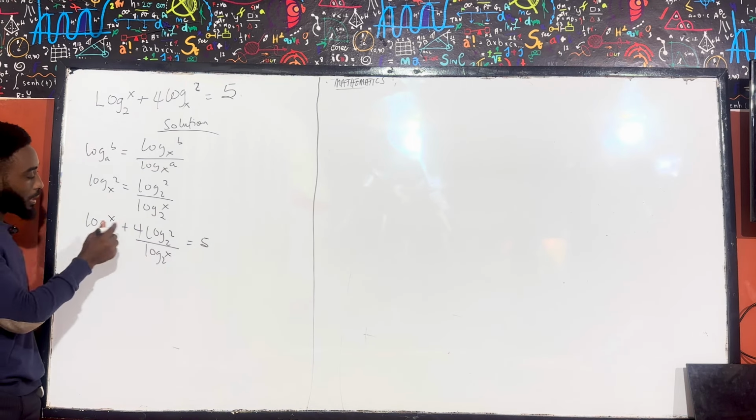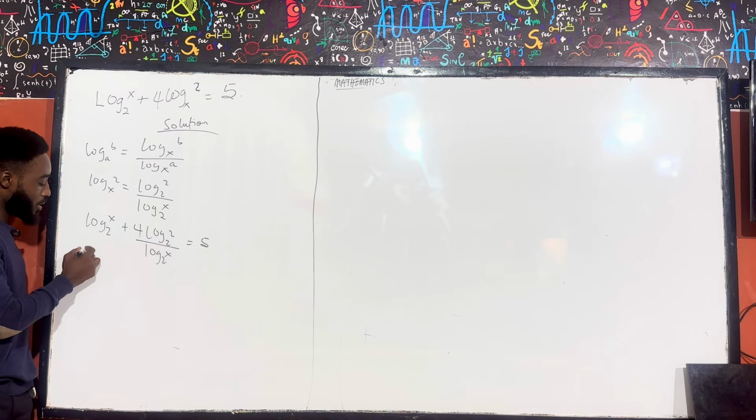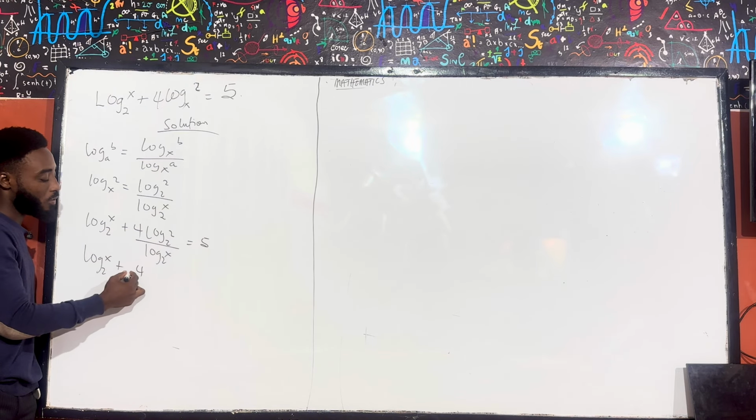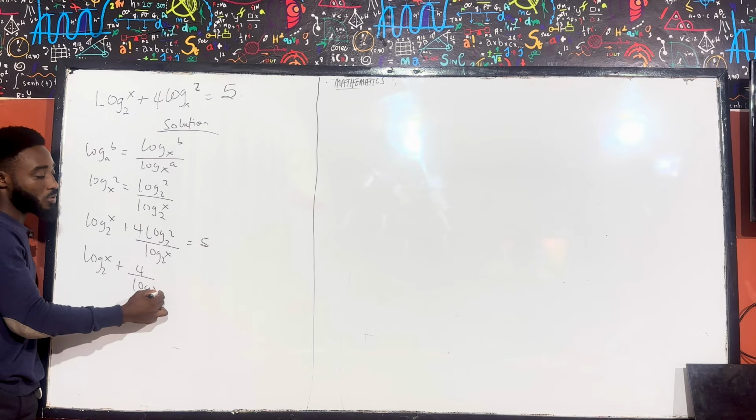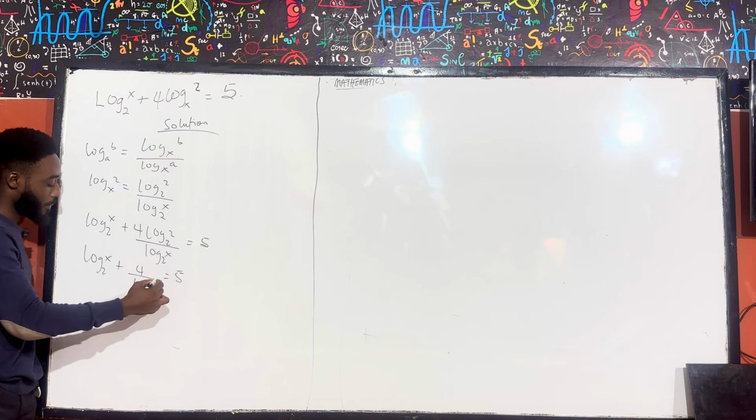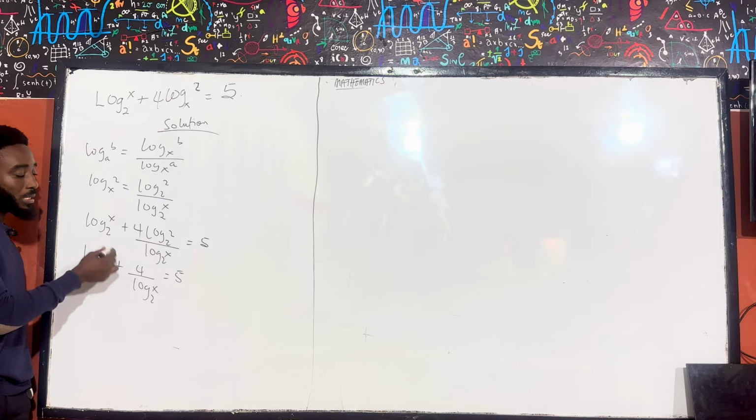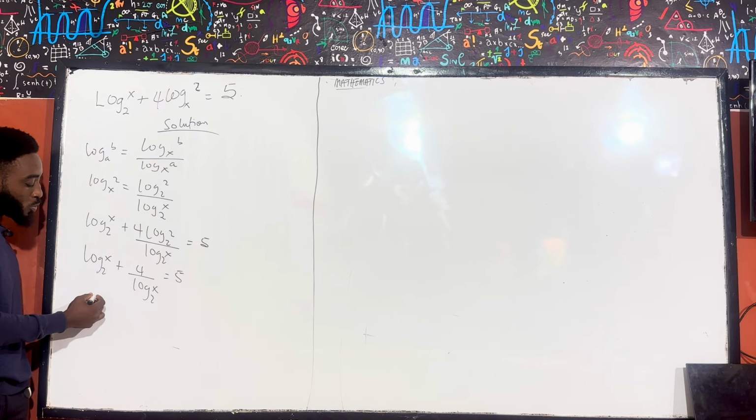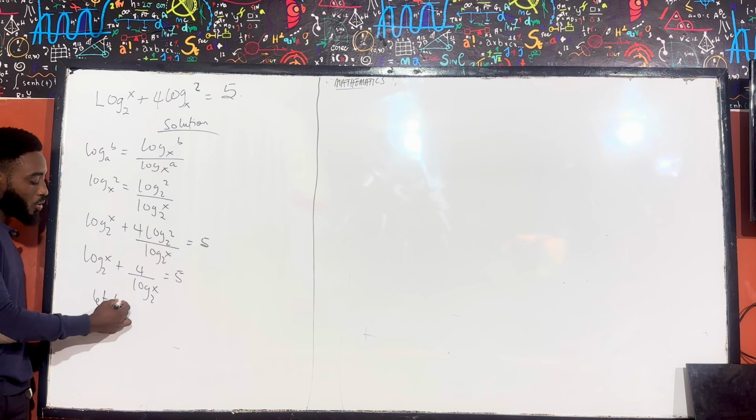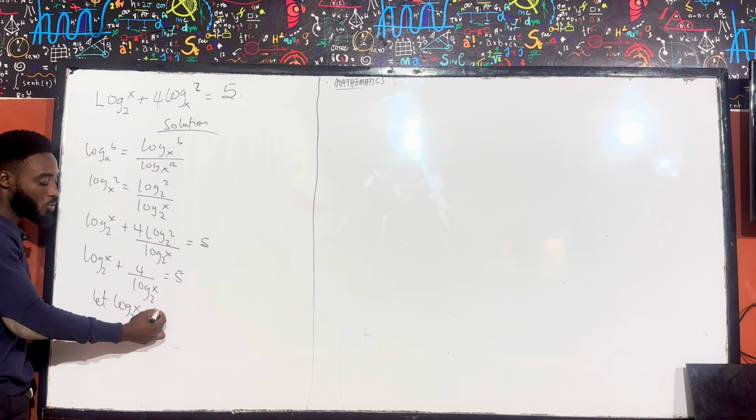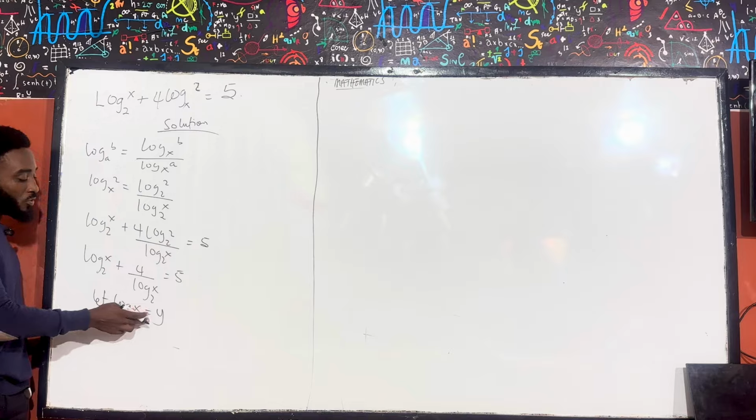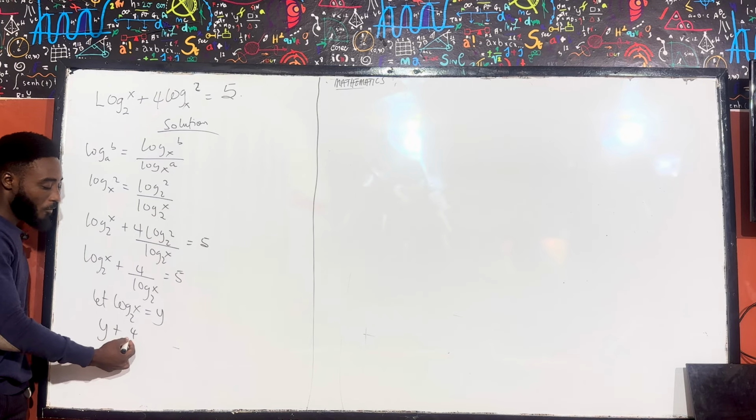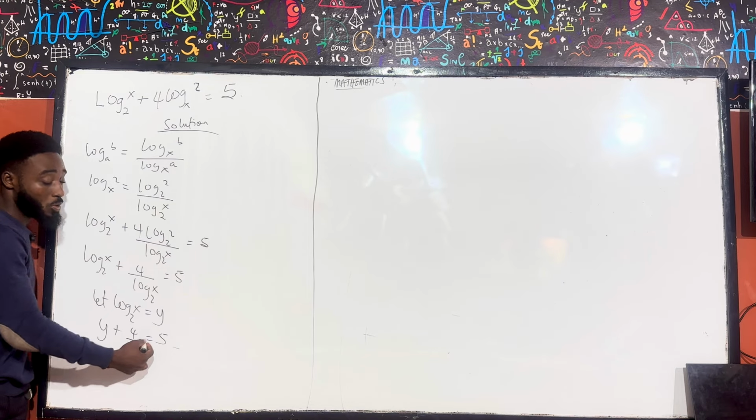Having seen this, the log to the base 2 of 2 is going to be 1. So that will be log to the base 2 of x plus 4 times 1, which is 4, all over log to the base 2 of x is equal to 5. I can decide to represent this by setting another variable. In this case, I would prefer to use y. So let log to the base 2 of x be equal to y. If I do this, I'll now have y plus 4 over y is equal to 5.